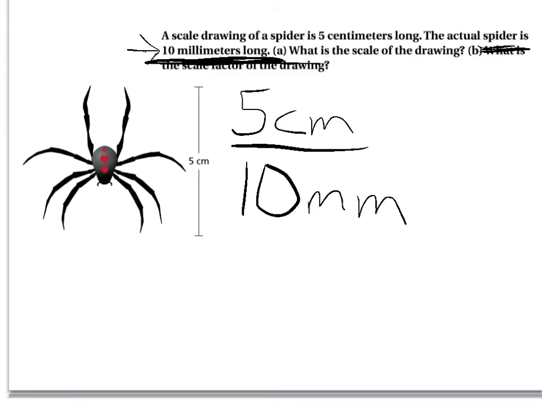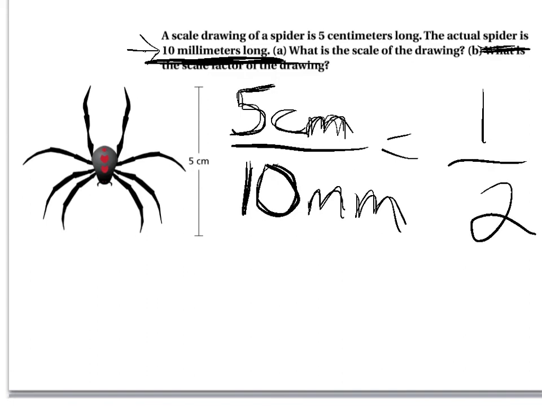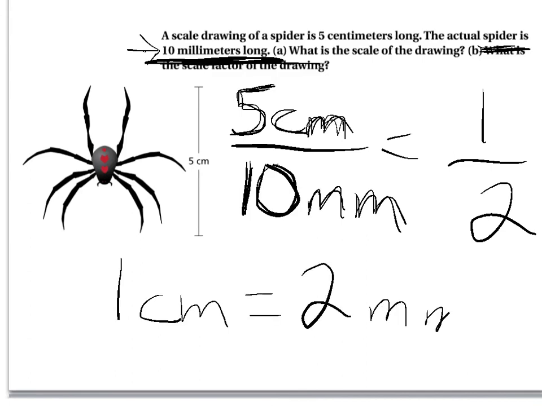It says a scale drawing of a spider is 5 centimeters long. The actual spider is 10 millimeters long. What is the scale of the drawing? Well, we're comparing that. We're saying that for 5 centimeters that we drew, it's actually 10 millimeters of length. So you go ahead and reduce that. It's 1 over 2. And that's all it is. For every 1 centimeter that you draw, that equals 2 millimeters in real life. So that's how you would find the scale of a drawing.